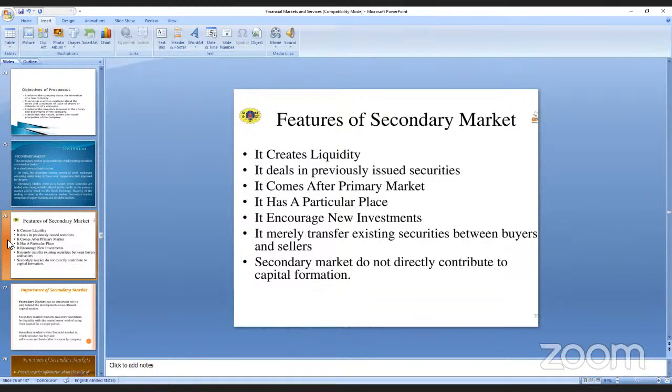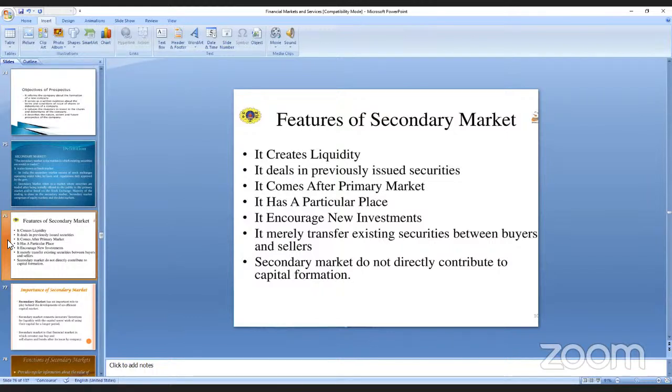We know the stock market, and where is the stock market head office? Bombay. Very good. So the dealing will be made in a particular place.